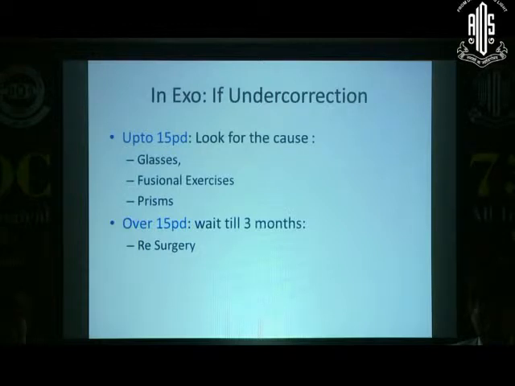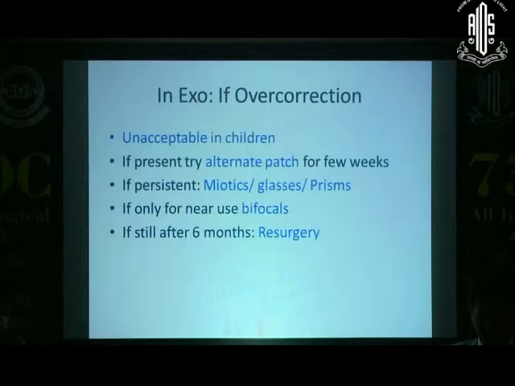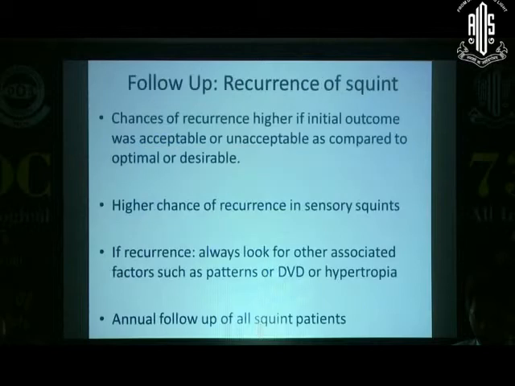In exotropia, if there's an undercorrection, again we're not so worried. For a small undercorrection, you could simply follow up. Prisms and glasses can be used. For a larger undercorrection, one would have to consider surgery again. Overcorrection is not too good in an exotropia in a child. That's something we want to avoid, and in such cases, one would often need to go back and correct it, optically or surgically.